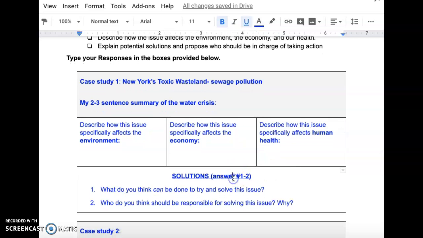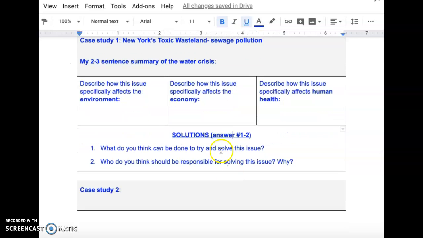And then for solutions, this is where you kind of put your own opinion in. So what do you think can even be done to try and solve this issue? And then who do you think should be responsible for solving the issue? Why do you think it's their responsibility?